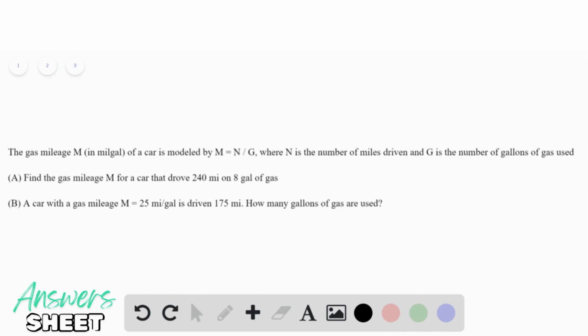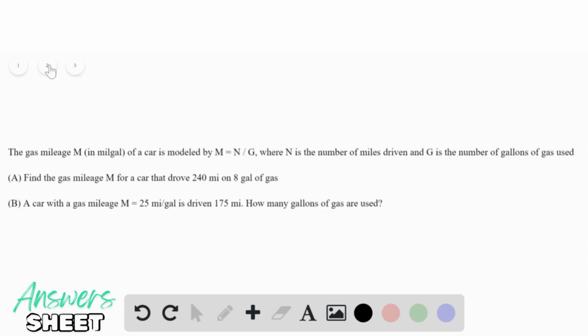So as you can see, here's our problem. The gas mileage M in miles per gallon of a car is modeled by M equals N divided by G, where N is the number of miles driven and G is the number of gallons of gas used. And as you can see, we have two parts to this problem, part A and part B. Let's start with part A.